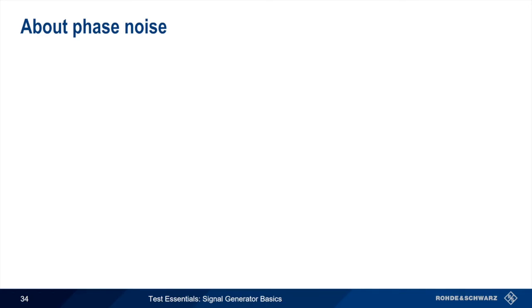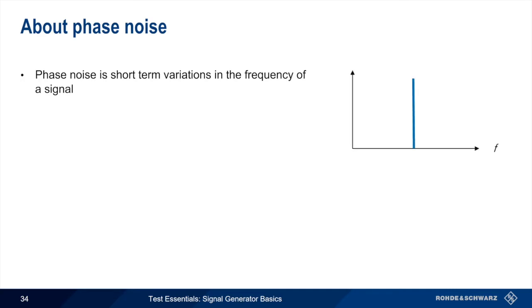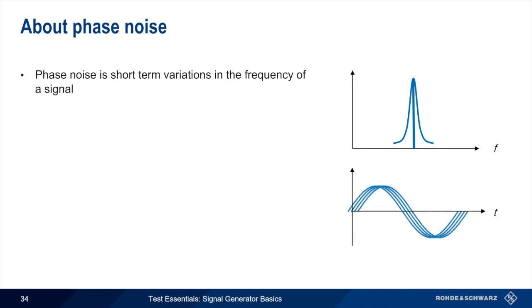The next type of impairment we'll discuss is something called phase noise. Phase noise is short-term variations in the frequency of a signal. A signal with a fixed, non-changing frequency looks like a thin line in the frequency domain and a stable sine wave in the time domain. If the frequency of the signal changes, we see a spreading of the signal, or skirts in the frequency domain, and a jittered signal in the time domain.